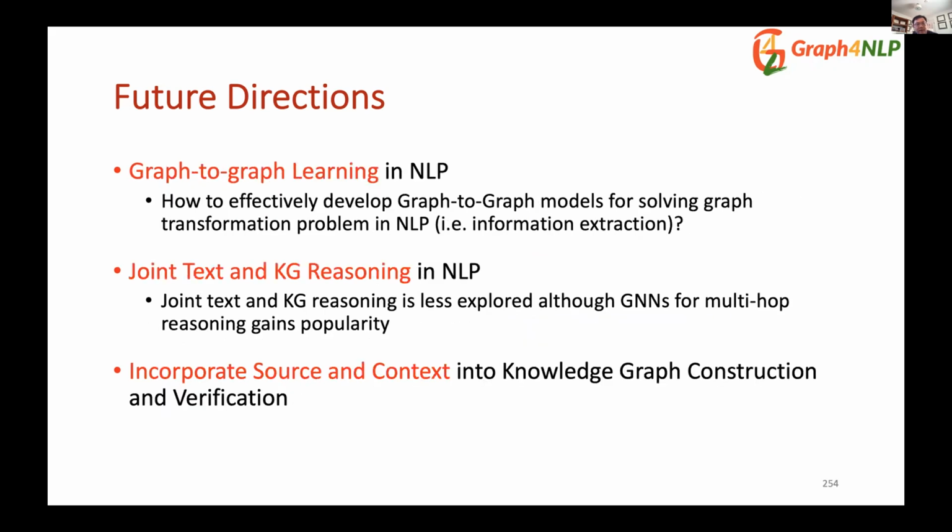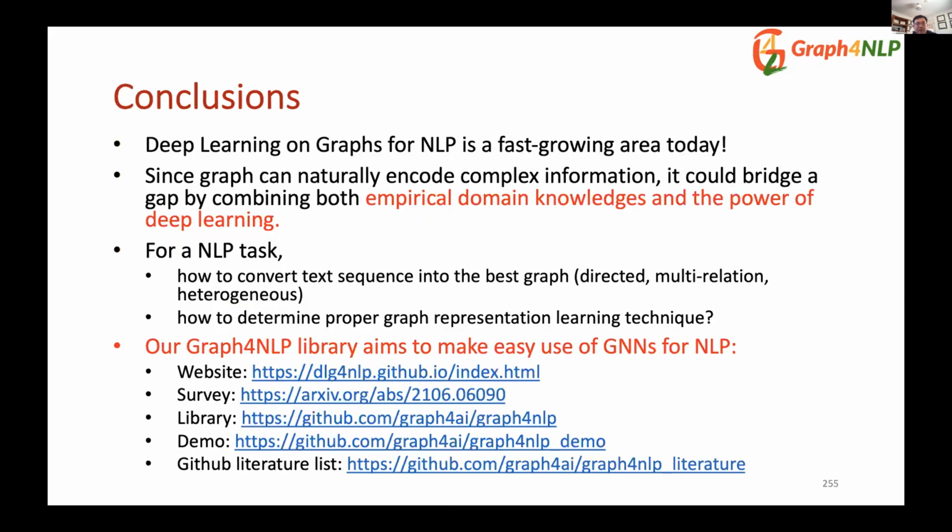The last one is graph learning. Professor G has talked about a lot of things regarding information extraction using graph models. However, can we develop a more generic model for solving graph transformation problems in NLP? This is a very interesting direction. Also, how can we generally take into account text and commonsense reasoning for NLP, and how can we incorporate the source and the context into the logic graph construction so that we can do the reasoning and verification? So, with all this summarized, let's conclude this tutorial.